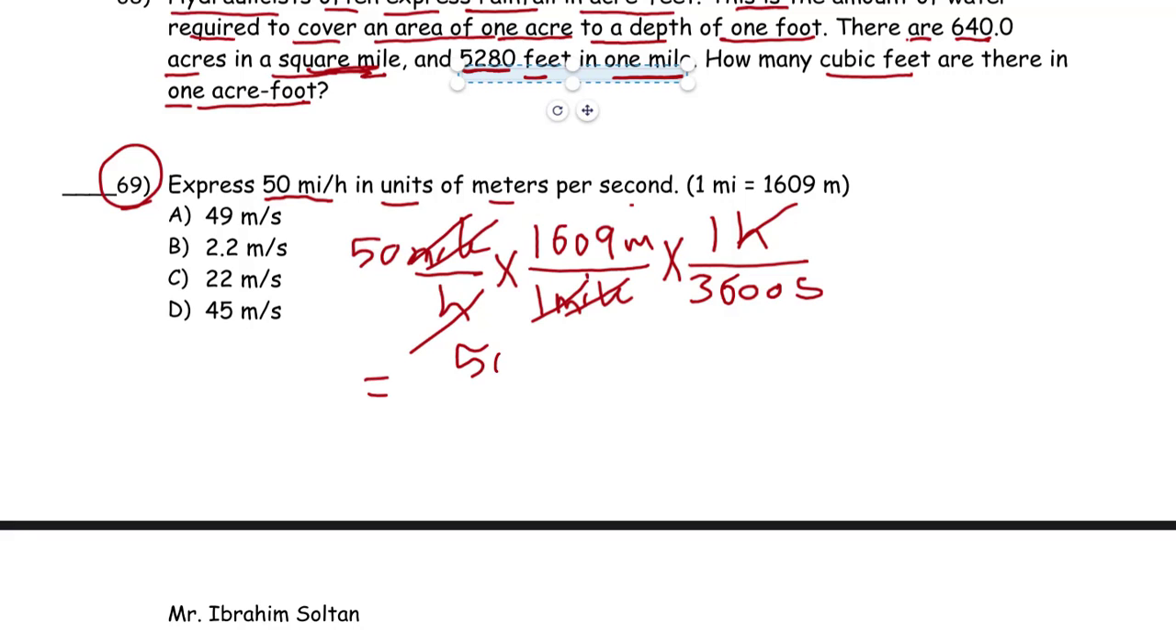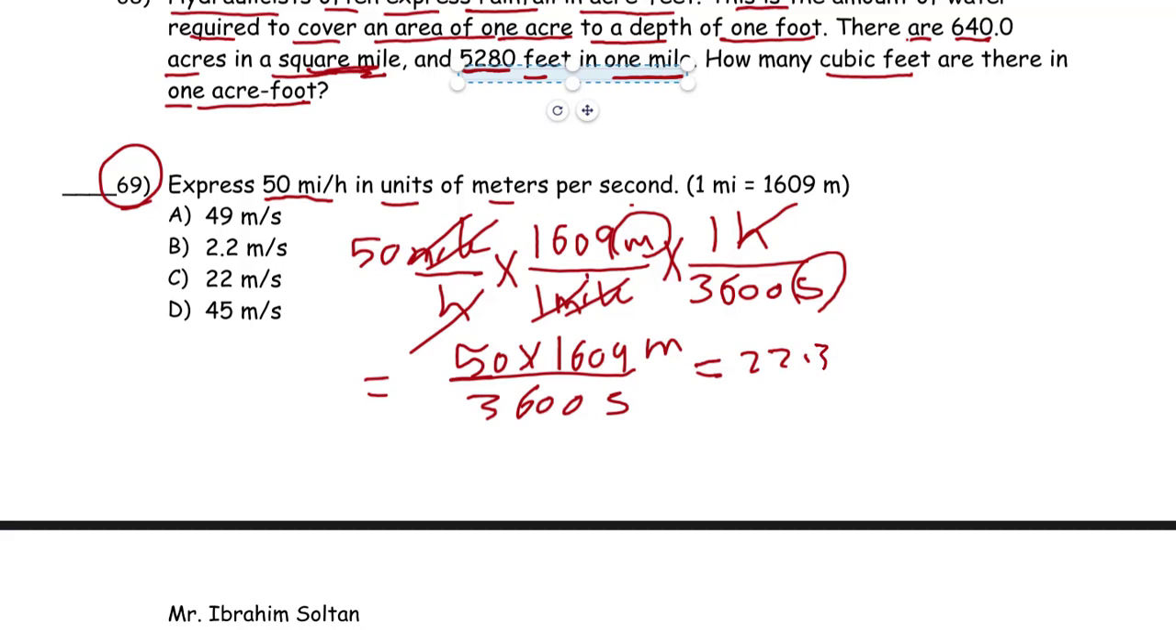So 50 times 1609 over 3600. Here is meters, as you see, and in the denominator seconds. So the answer will be 22.34, approximately 22 meters per second. So the right answer is letter C.